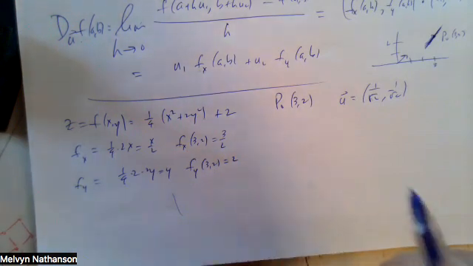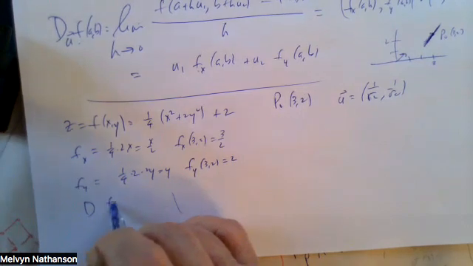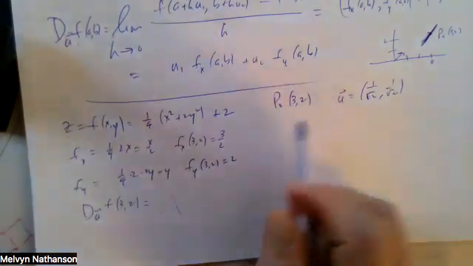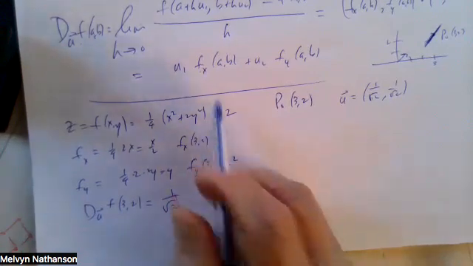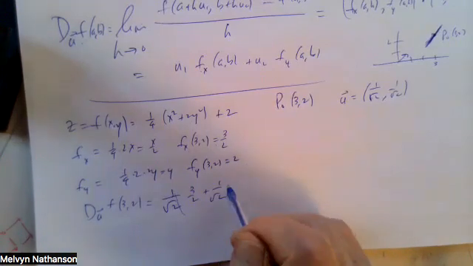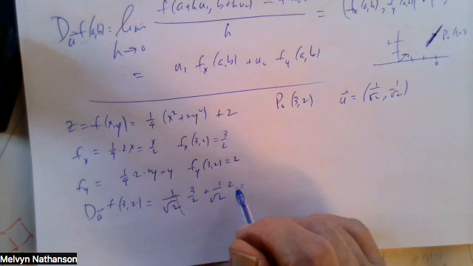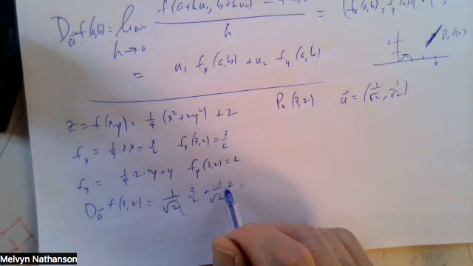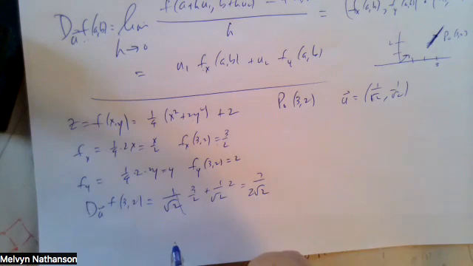So the directional derivative of the function f in the direction u at the point (3, 2) is 1 over root 2 times 3/2 plus 1 over root 2 times 2, which is 7 over 2 root 2.